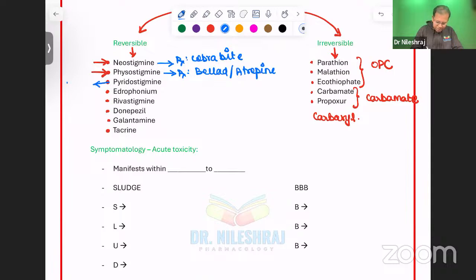Pyridostigmine is a drug which is used for the treatment of myasthenia gravis. Now comes the most important topic. Edrophonium is the drug which can be used for diagnosis of myasthenia gravis. We have a famous test called the Tensilon test, but anyhow, we don't use it on a common basis. But why is edrophonium alone being used for diagnosis in this particular condition?